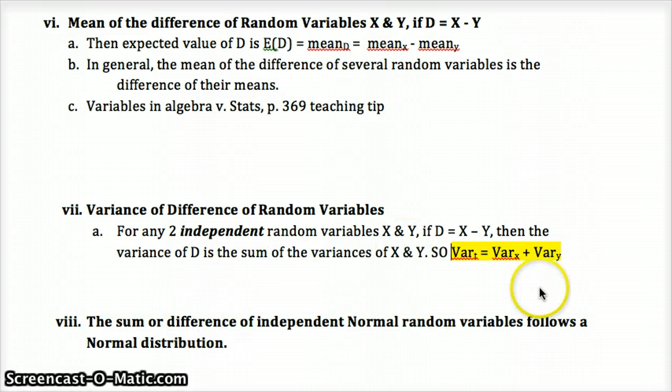The sum or difference of independent normal random variables follows a normal distribution. So if we're adding or subtracting normal random variables, it's a normal distribution, because remember, shape isn't changed.